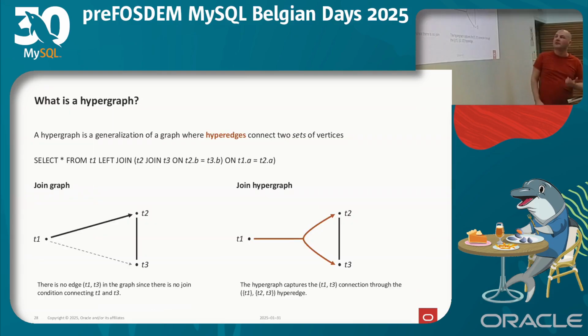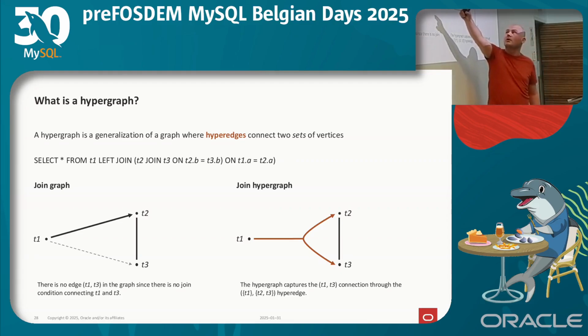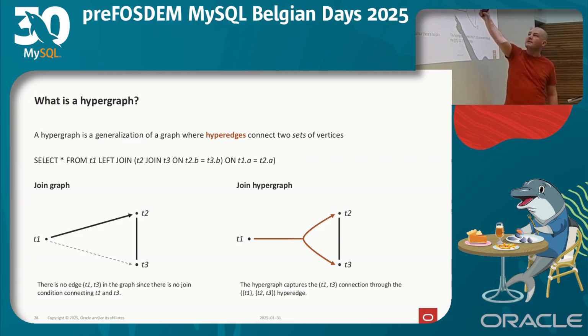But first, what is a hypergraph? We had to call it something, and one of the distinctive features of this is that we use a hypergraph instead of a normal join graph. So it's a hypergraph optimizer. In this query, we have a left join of T1 with the inner join of T2 and T3.